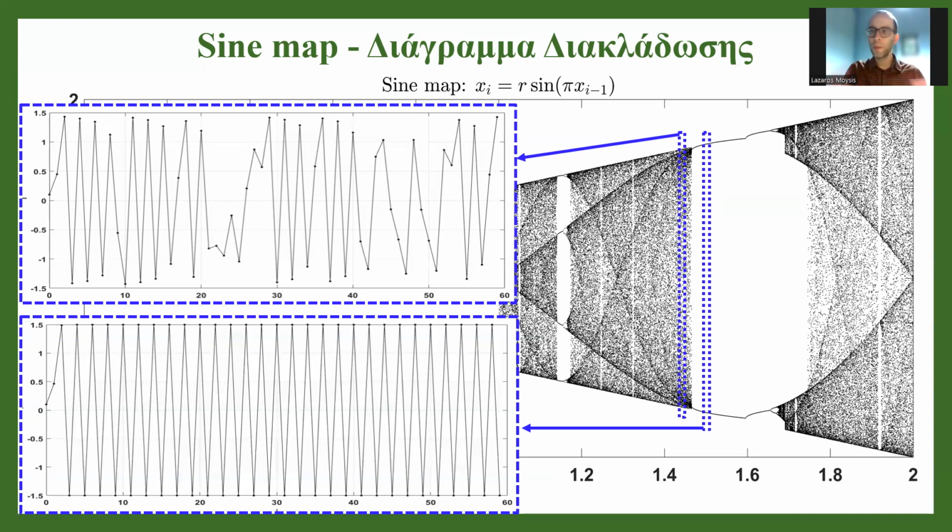So as you can understand, there are numerous interesting phenomena appearing in chaotic maps, right?